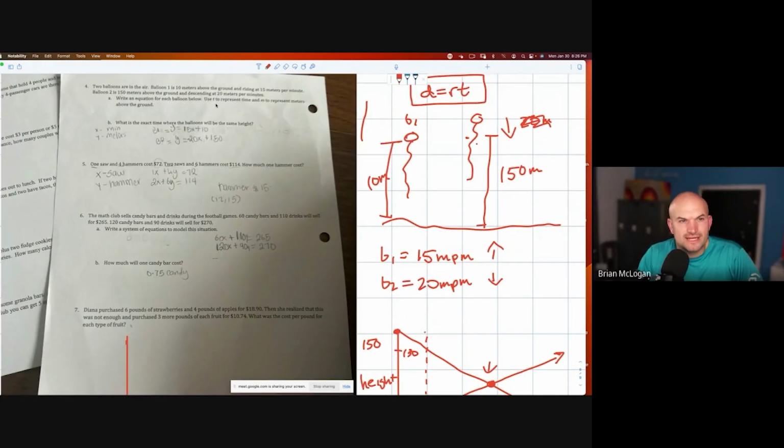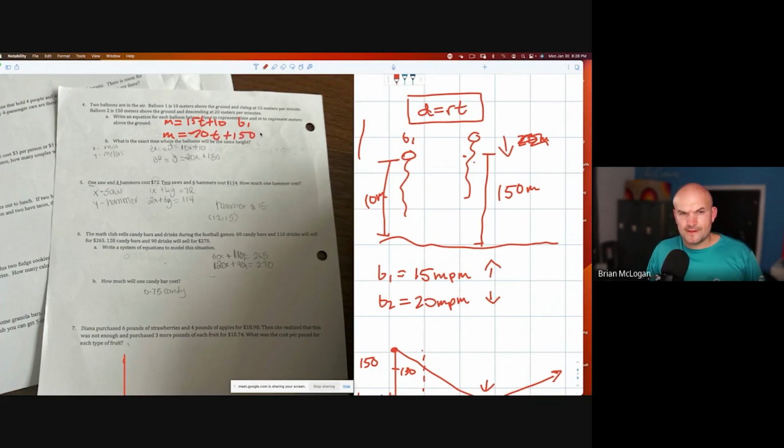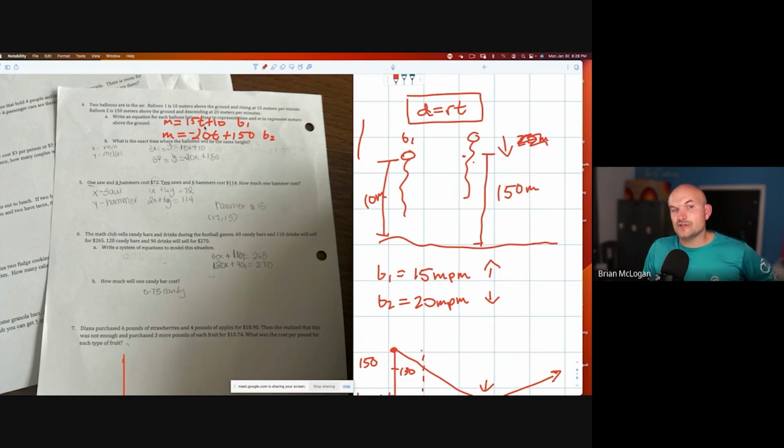But anyways, like it says, let T represent the time and M represent the meters. They don't want things in terms of X's and Y's, but M's and T's. I would do T equals time and Y equals the rate times T plus 150, and that's balloon 2. And then to graph that, I would show you the algebraic method, how to graph that. I can show you how to do that from there.